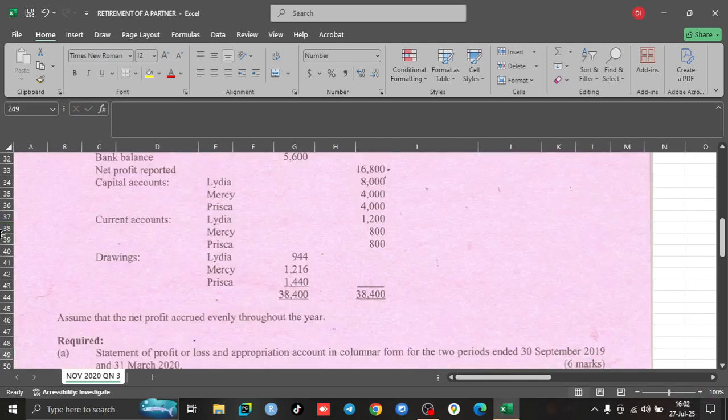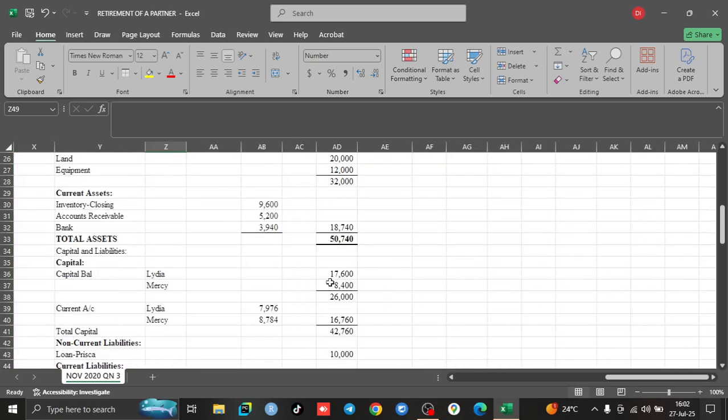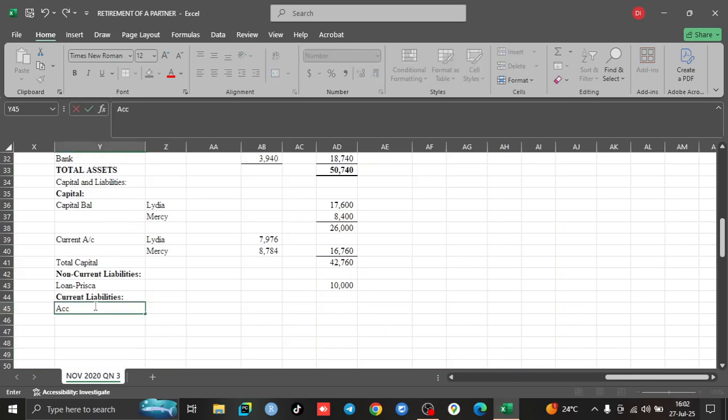For our liabilities, we only have accounts payable of 2,800 and accrued loan interest. Accounts payable of 2,800 and the accrual in terms of our loan interest. So the accrual in terms of our loan interest was only 500. So the sum of these is 33. We get our total capital and liabilities.